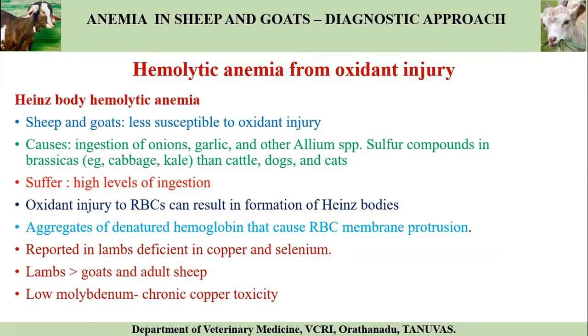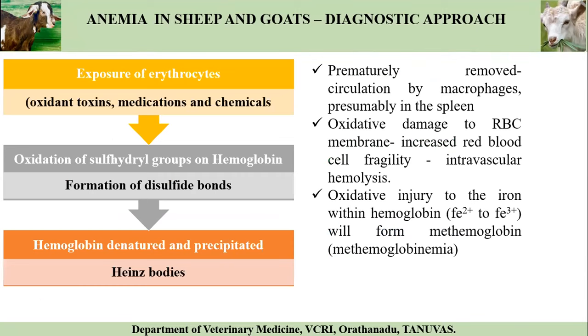In goats, Heinz bodies are prematurely removed from the blood circulation. Compared to goats, lambs are most commonly affected. Predisposing factors for oxidant injuries are low molybdenum and chronic copper toxicity. Once erythrocytes are exposed to oxidant toxins, medications, or other chemicals in the blood circulation, oxidation of the sulfhydryl group of hemoglobin leads to the formation of disulfide bonds, so that hemoglobin is denatured and precipitated as Heinz bodies. These Heinz bodies are prematurely removed from the circulation by macrophages, presumably in the spleen. Oxidative damage to the RBC membrane leads to increased red cell fragility that causes intravascular hemolysis.